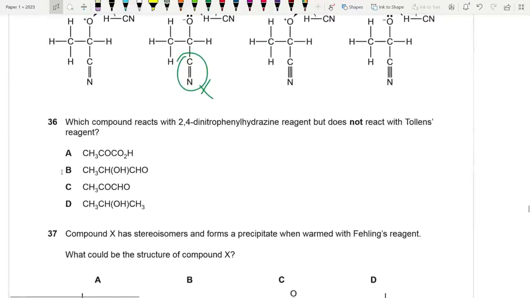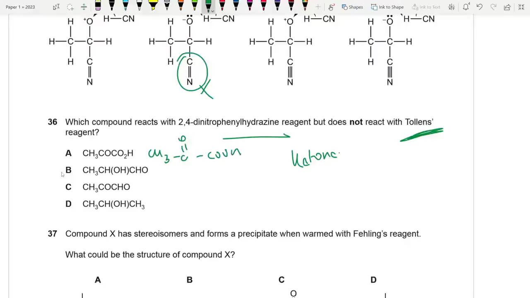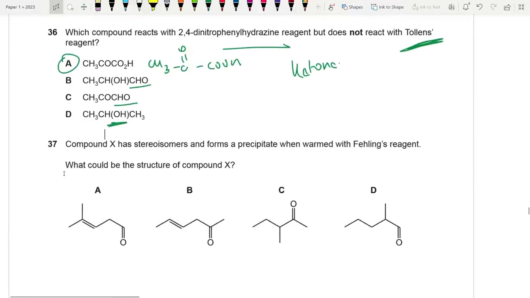Which compound reacts with 2,4-DNPH but not with toluene? Toluene is a test for aldehyde. 2,4-DNPH is a test for carbonyl. So we are looking for a ketone. Alright, we have our answer. It's A. All these other ones, these two are aldehydes. This is an alcohol. It is negative for both.